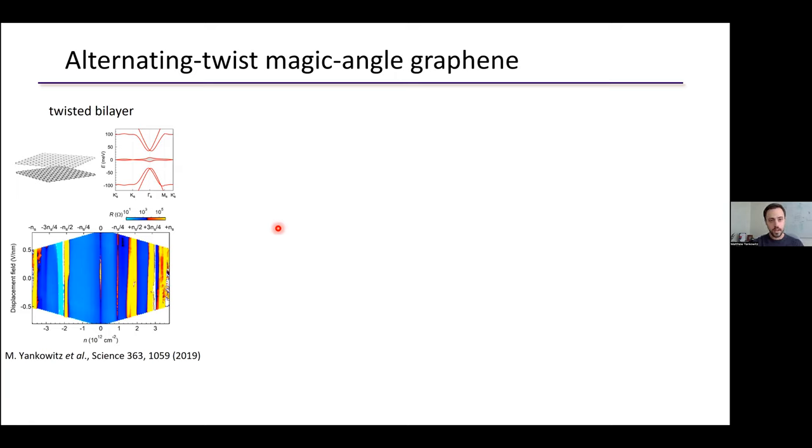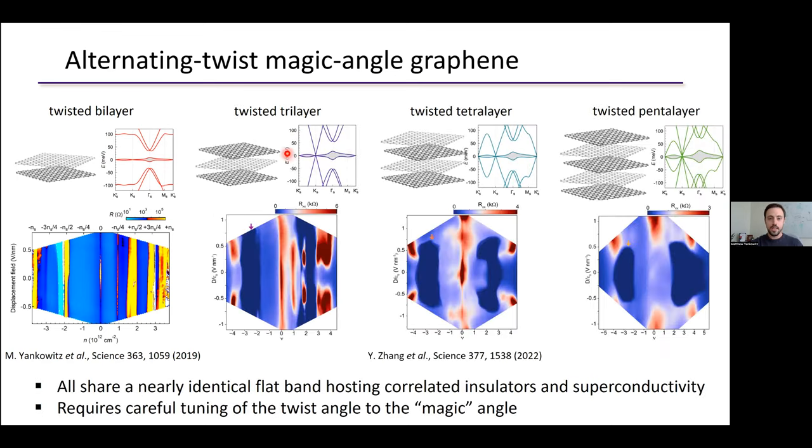So by way of comparison, I can ask what happens in this family of alternating twist magic angle graphene. Starting with twisted bilayer graphene, we know that we get these characteristic flat bands that host correlated insulating states at quarter, half, and three quarters bandwidth, and then superconductivity typically slightly overdoped from half filling of electron or hole bands. The twisted trilayer, tetralayer, pentalayer structures actually share a very similar flat band to what's found in twisted bilayer graphene.